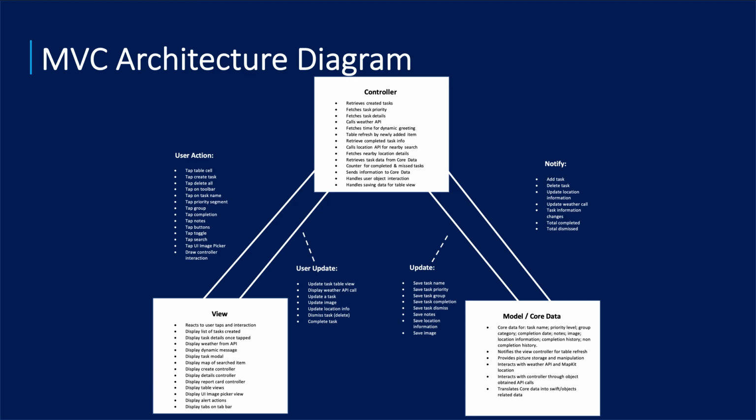is going to interact. In our controller, we have background data such as our API fetches for the weather, fetching the entities for Core Data. We could retrieve tasks from Core Data, and we can send information to our Core Data, which is our model. And our model will showcase all the important fields that need to be interacted with that we showed in the last class diagram, such as the task, completion date, group, notes, everything like that.